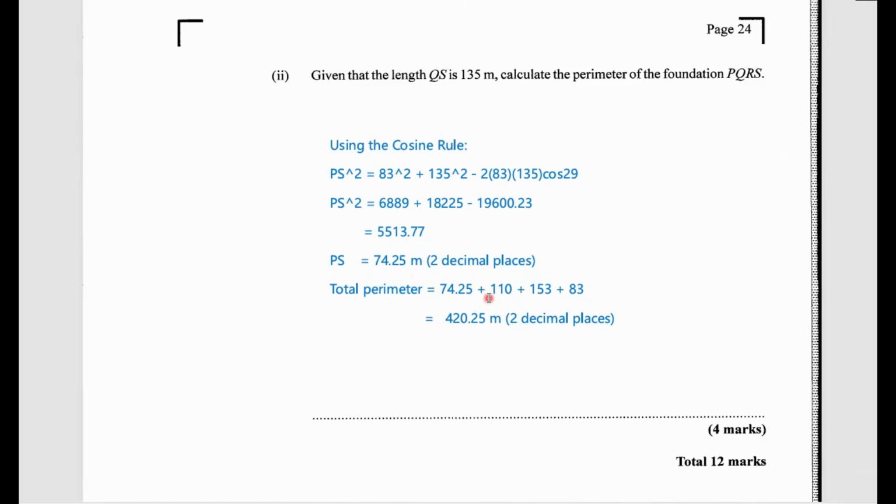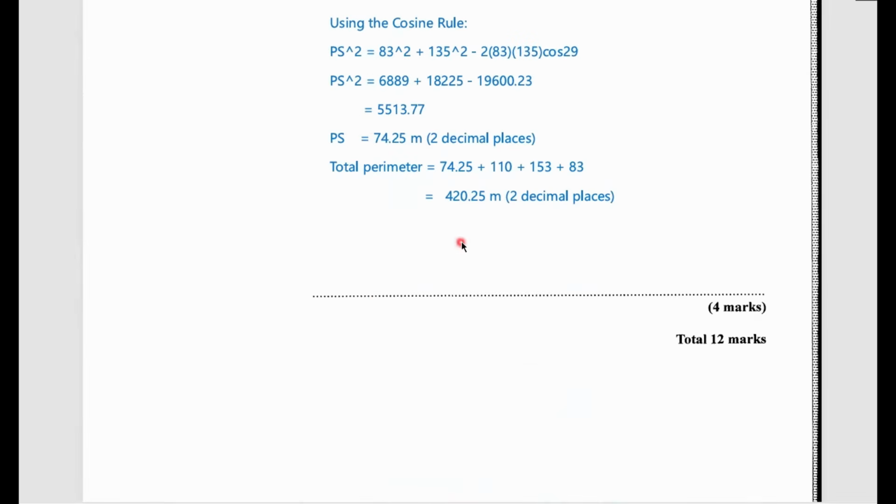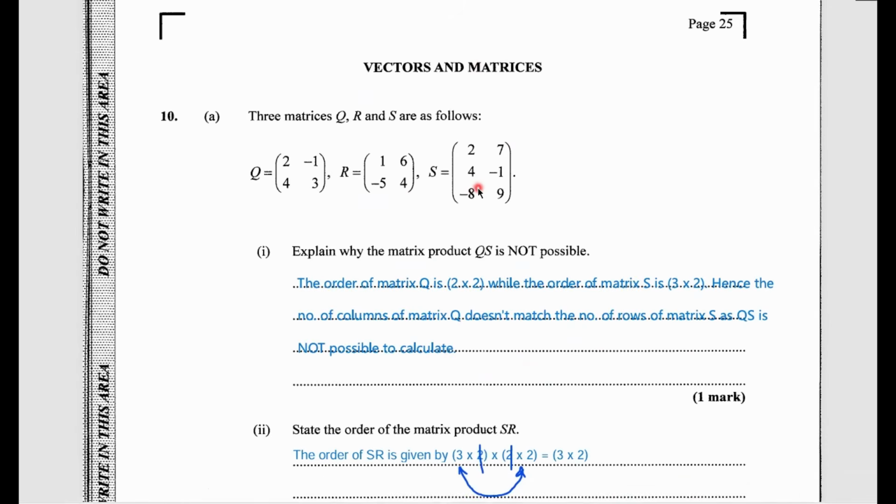And knowing that we could get the perimeter now, it's just P equals the sum of the other sides that we have from before, which is your 110, 153, and your 83. And you get 420.25 meters, right? 2 decimal places. So we're done with 9, and finally we're going on to our last question tonight.